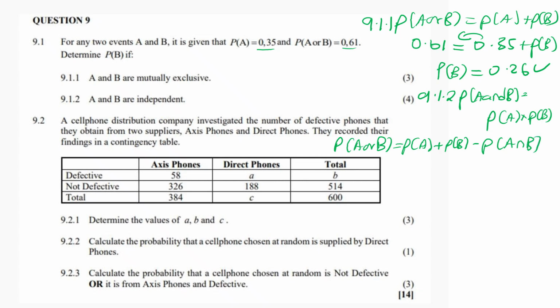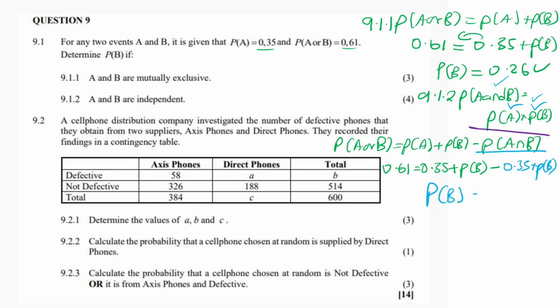Now we have the probability of A or B, which is 0.61, and our probability of A is 0.35, plus the probability of B, which is the one we want, minus the probability of A intersect B. It is equal to the probability of A multiplied by B. So the probability of A is 0.35, multiplied by the probability of B. I've replaced the probability of A and B with the probability of A multiplied by the probability of B, because for independent events, the probability of A and B is equal to the probability of A multiplied by the probability of B. If you simplify this, you will find the probability of B is 0.4. Very good. Now 9.2.